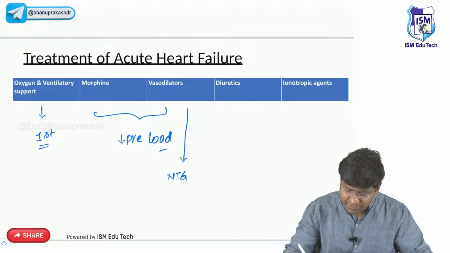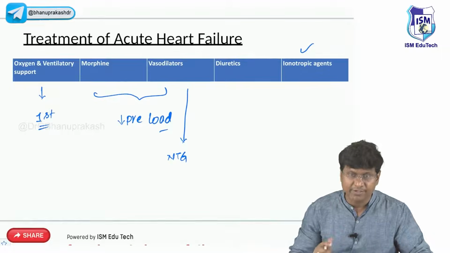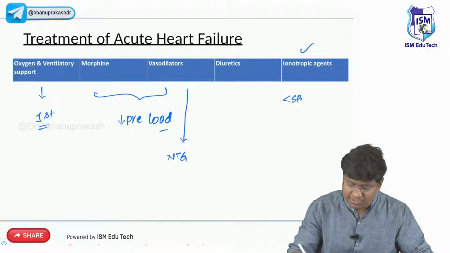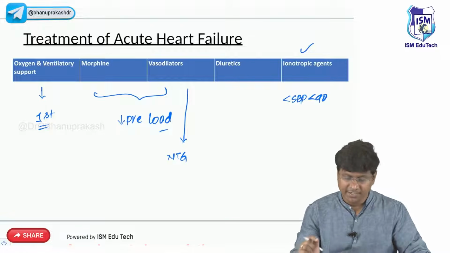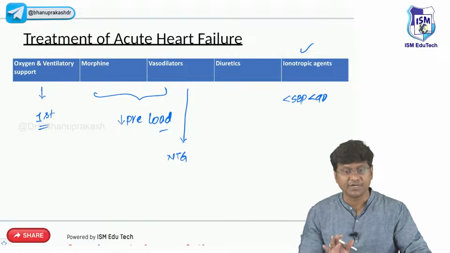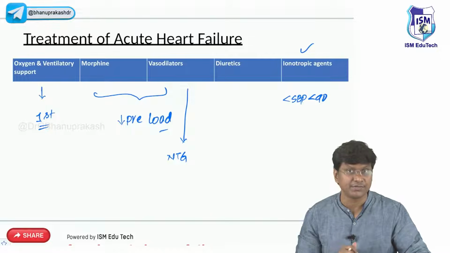Then coming to your inotropic agents. When will you give inotropic agents? When the systolic blood pressure of the patient is less than 90. That is the point when we need to give inotropic agents, that is noradrenaline, dopamine, or dobutamine. Dobutamine is given in case of cardiogenic shock. Okay, right. So these are the treatment options for acute left ventricular failure or acute heart failure.